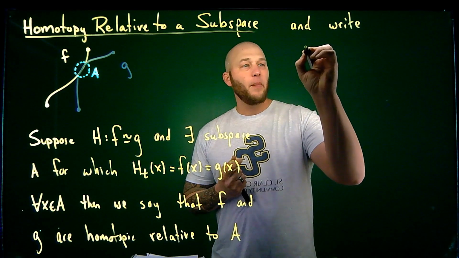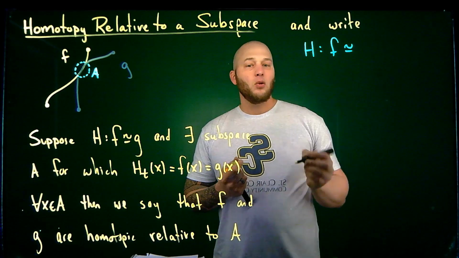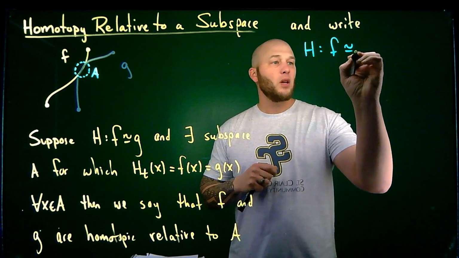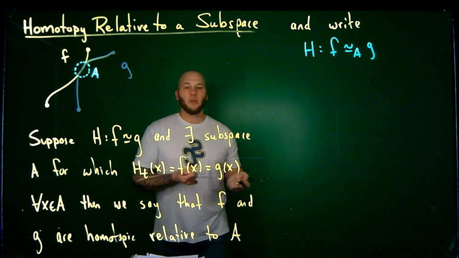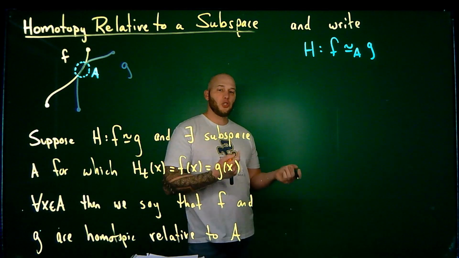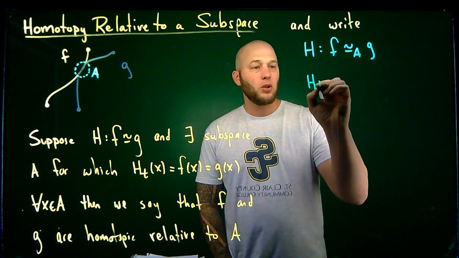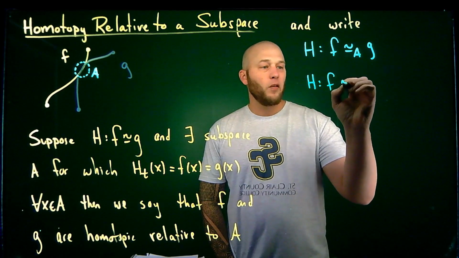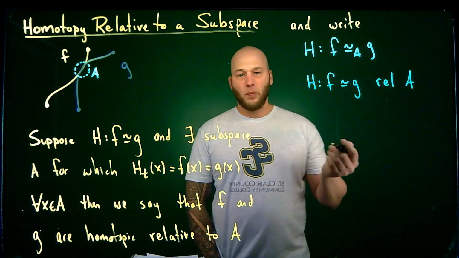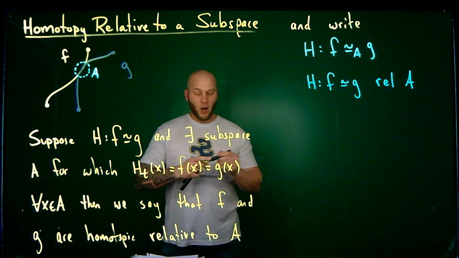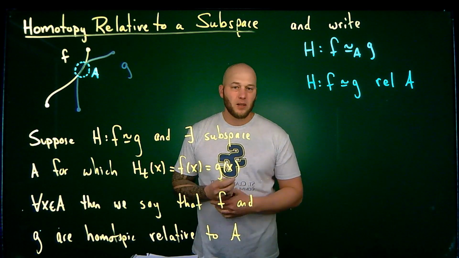Probably the most common way is to write H: F, and then use the equivalence relation symbol with the subscript A, G. If you see that notation, it means H is a homotopy between F and G relative to the subspace A. Of course, we can also write H is a homotopy from F to G, relative to the subspace A. I'll probably use both of those notations depending on the context, but it means the exact same thing.